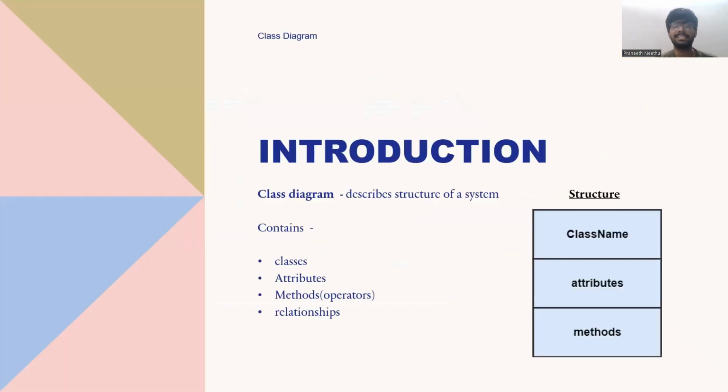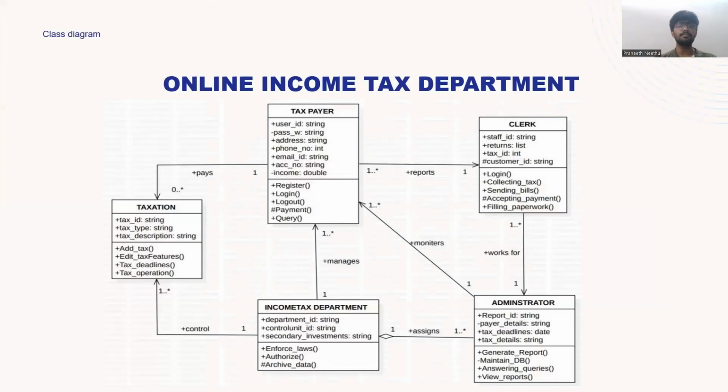Now, firstly, what is a class diagram? A class diagram is a diagram that describes the structure of the overall system. A class diagram contains classes, attributes, operators, that is methods, and relationships among the classes. The structure of the class is a rectangular shape with three compartments, with the class name on the top compartment. Below that, the attributes of the particular class are mentioned, and below that, the operators or methods of the class are mentioned.